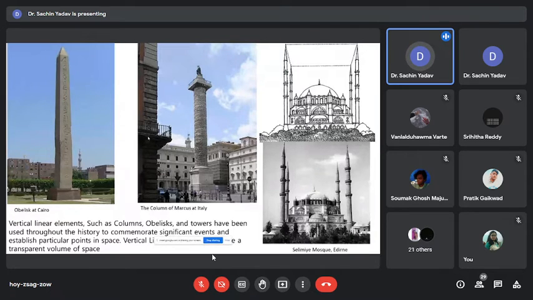So vertical linear elements such as columns, obelisks, and towers have been used throughout history to commemorate significant events and establish particular points in space. Vertical linear elements can define a transparent volume of space. So in this mosque, you can see with the help of these straight lines, the volume is defined, right?